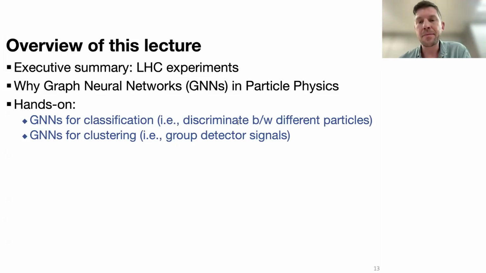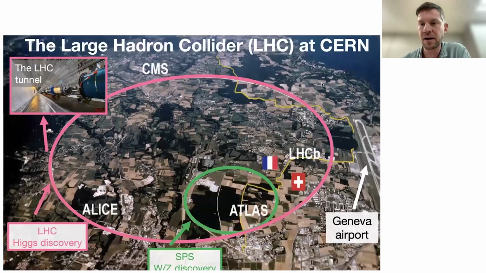So this is the Large Hadron Collider. It is located in the Geneva area. This is Switzerland, and this is France, actually. The pink line is the Large Hadron Collider. Back in 2012, there was the discovery of the Higgs boson. Here is the Lake of Geneva and the airport of Geneva, and this green line here is another accelerator where 40 years ago the W and Z bosons, the mediators of the electroweak force, were discovered.